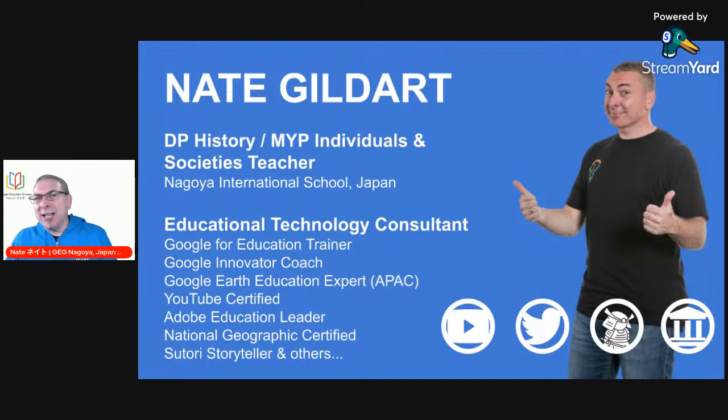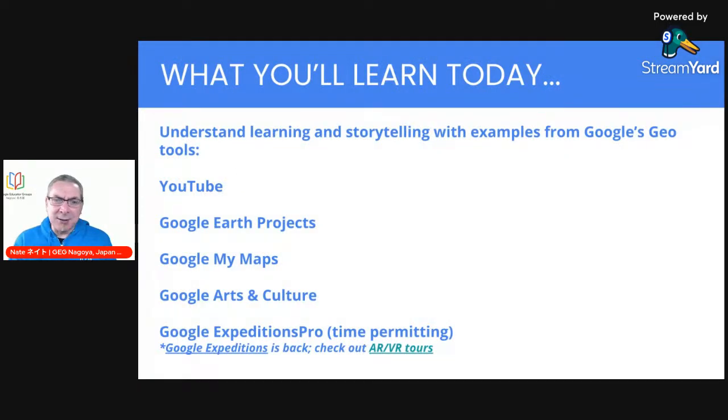So without further ado, my name is Nate Gildart. I teach at Nagoya International School in central Japan. Nagoya is kind of right between Tokyo and Osaka. I teach diploma program history and middle years program individuals and societies. So that's why the examples you're going to see are largely from that subject or those subject areas. I'm an educational technology consultant on the side, but really I'm a teacher and I just love using technology in my class if it seems to fit what we're doing. And I'll show you how you can get in touch with me or stay in touch a little bit later on.